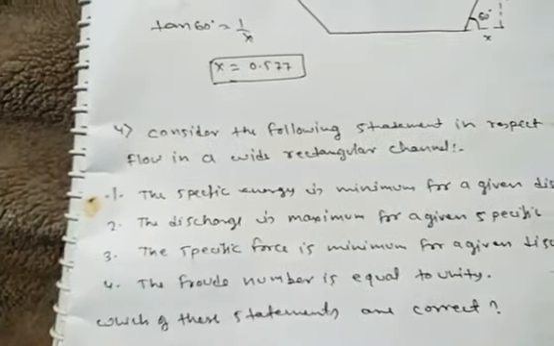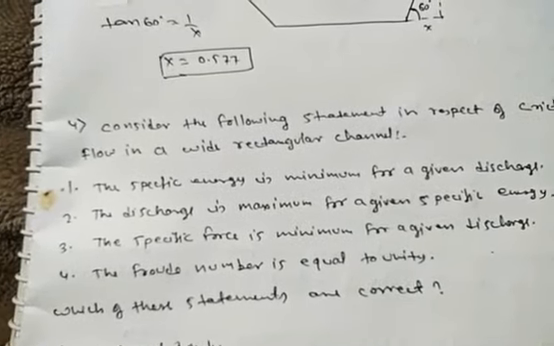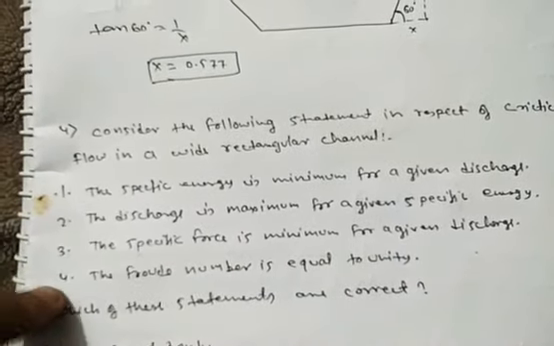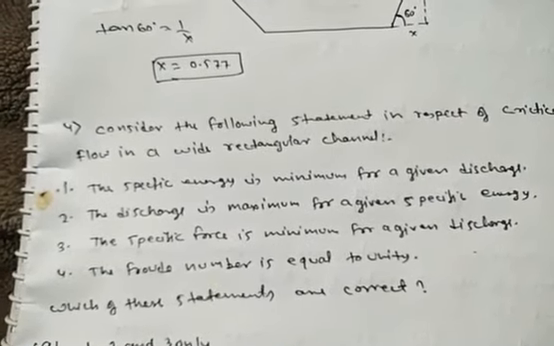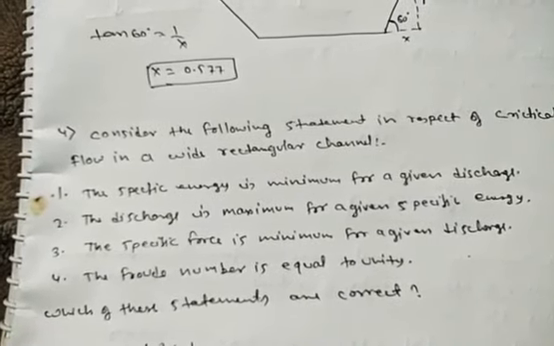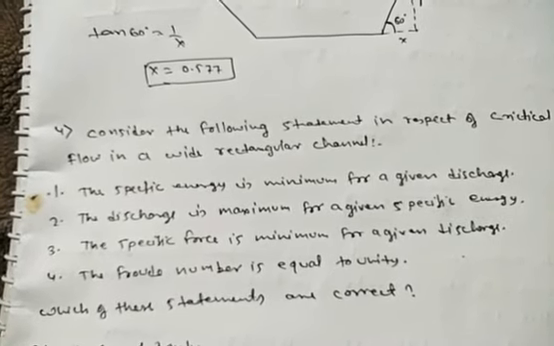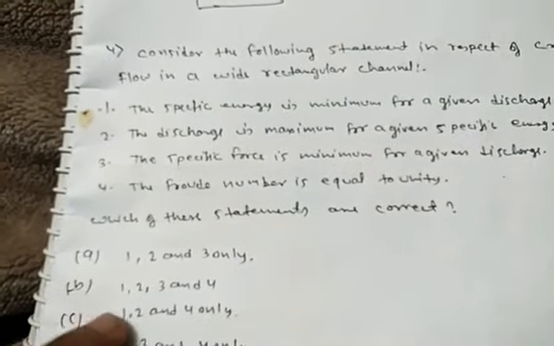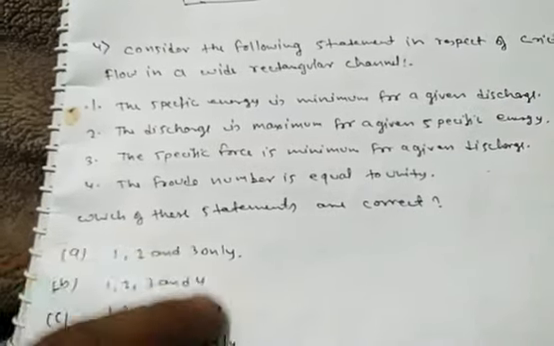Question number 4. Consider the following statements in respect of critical flow in a wide rectangular channel. In this question, the specific energy is minimum for given discharge. The discharge is maximum for given specific energy. The specific force is minimum for given discharge. The Froude number is equal to unity. Which statements are correct? All statements are correct. Option B is correct. 1, 2, 3, 4 are all correct. Next question, question number 5.